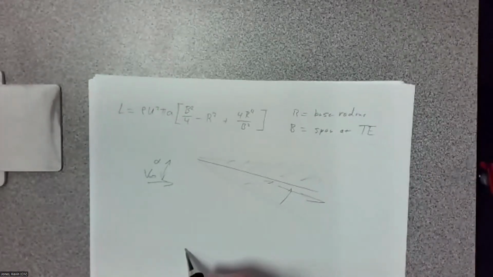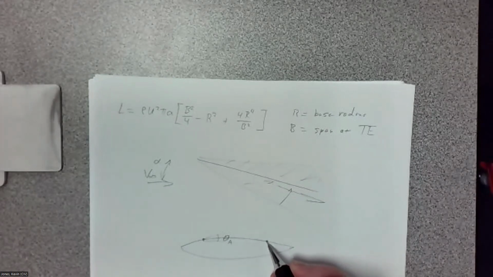And when we did this for supersonic flow, so some kind of an airfoil here, we would take a point up here and we would look at the local angle, theta A, and then a point back here, and again, we'd look at the local angle with respect to free stream, theta P.